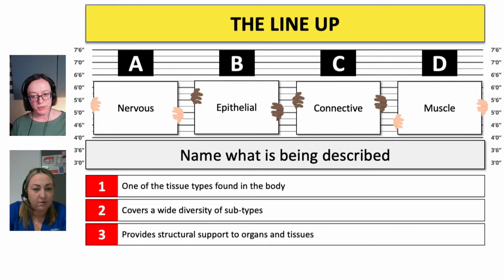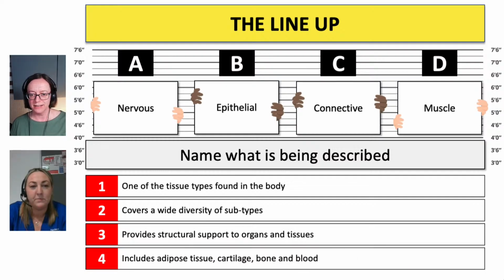Provides structural support to organs and tissues. I think we might be able to remove nervous tissue. I don't think that's about structural support, is it? No, definitely. I don't think nervous, and I'm not sure on epithelial. Okay. Let's go for our final clue and hopefully we will get it. So this tissue type includes adipose tissue, cartilage, bone and blood.